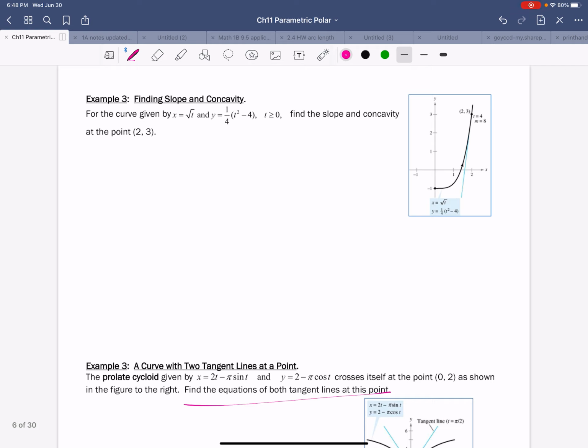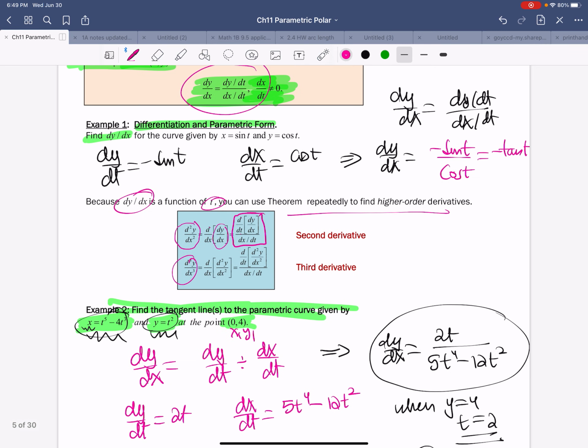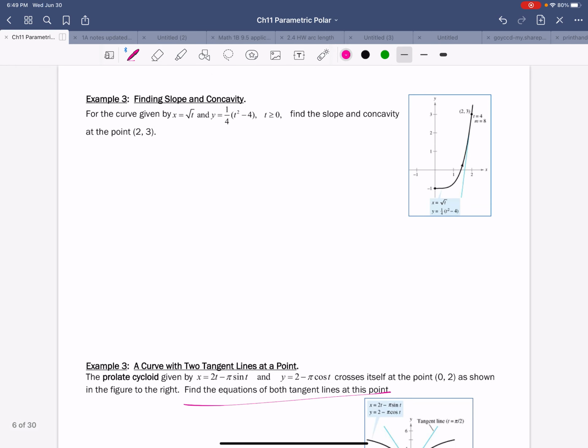So now we're looking for the slope of the tangent line, but we also want to find out concavity, if the graph is concave up or the graph is concave down. For that, we have just talked about how to find the second derivative, so we'll be using that. t is greater than or equal to 0, x equals square root of t, y is equal to 1/4 t squared minus 4. Find the slope and concavity at 2, 3. Because to find the concavity, we need the second derivative. To find the slope of the tangent line, we need the first derivative.